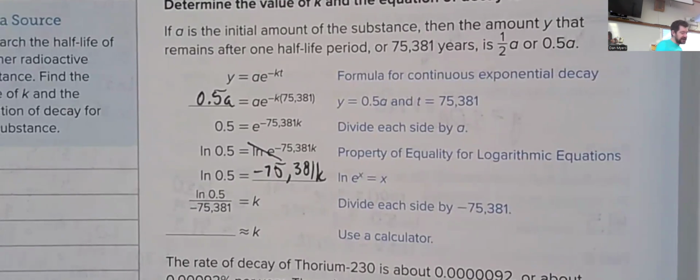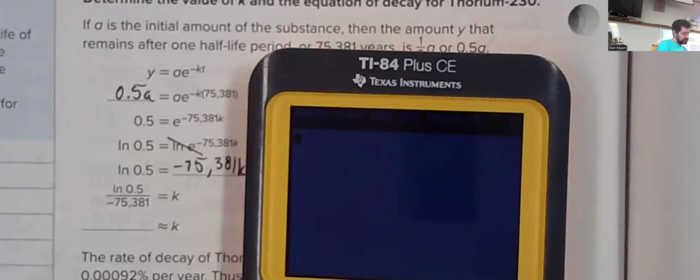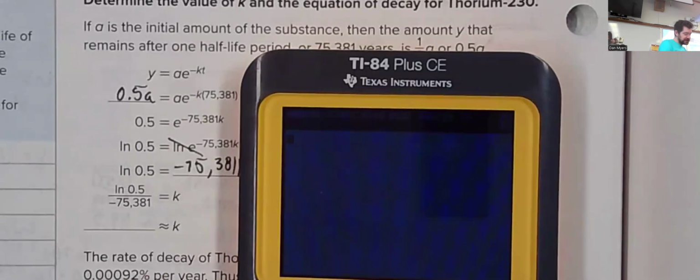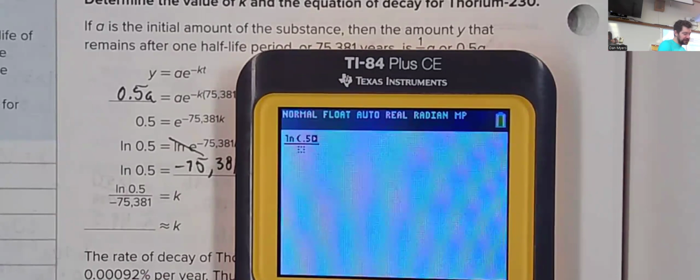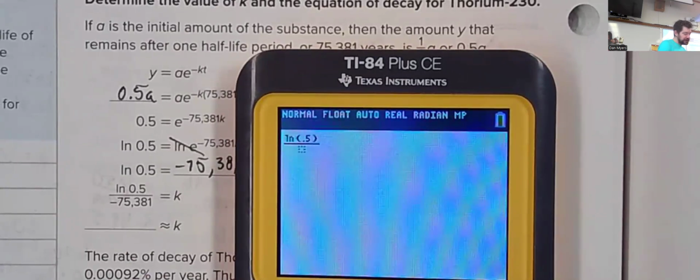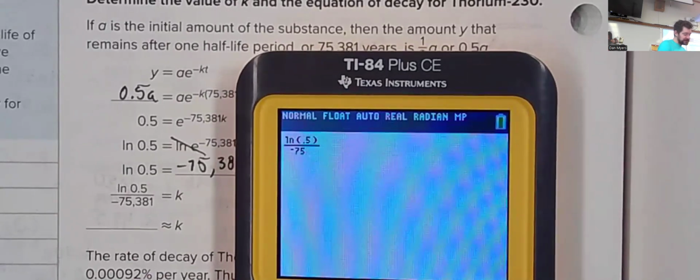All right, so then we're going to divide each side. You're going to take ln, so not log, math fraction, ln of 0.5. And we're going to divide that by negative 75,381. And before we get an answer here, let's just do a quick recap.